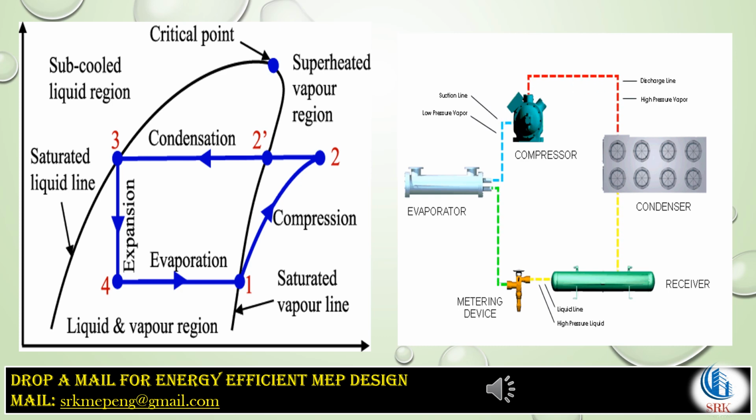The third component is the expansion device. When the refrigerant liquid passes through this device, there is a pressure drop. What reaches the evaporator coil is the low-pressure refrigerant liquid.